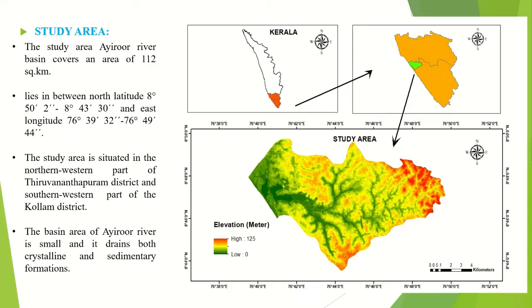This is the study area, Airur River Basin, which covers an area of 112 square kilometer, and this is a digital elevation model of my study area having elevation ranges from 0 to 125 meter. The study area lies in between north latitude 8 degree 50 minute 2 seconds, 8 degree 43 minute 30 seconds and east longitude 76 degree 39 minute 32 seconds, 76 degree 49 minute 44 seconds.